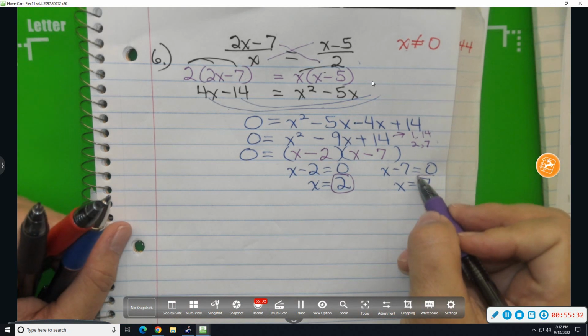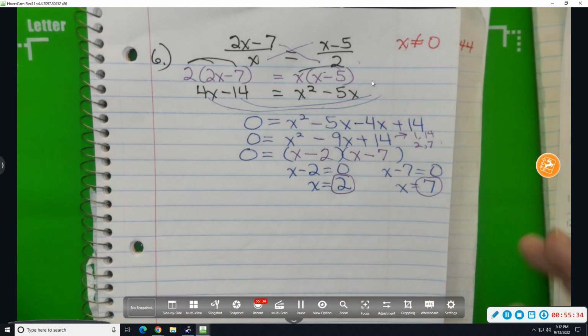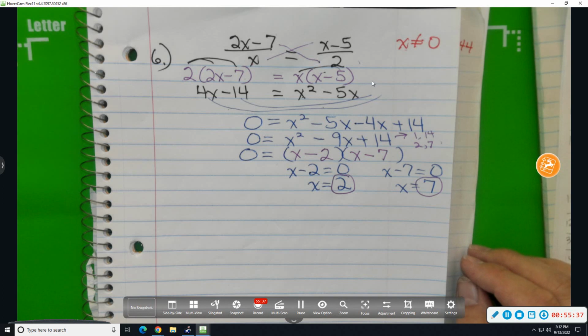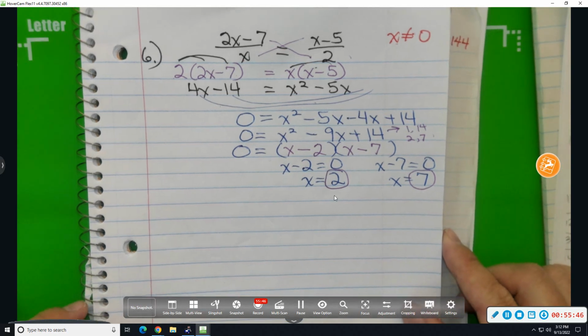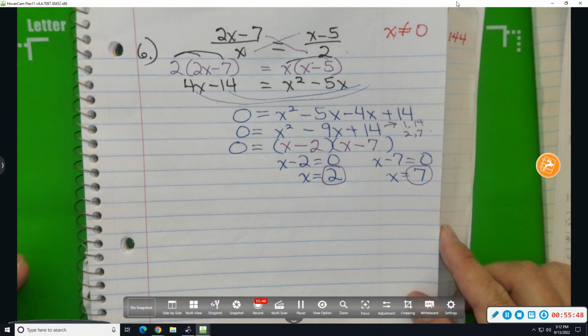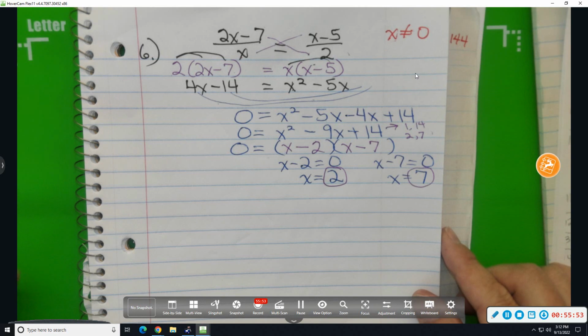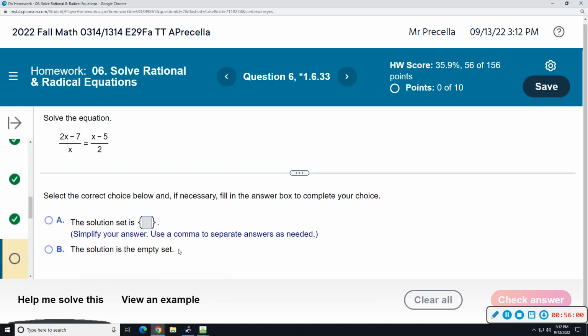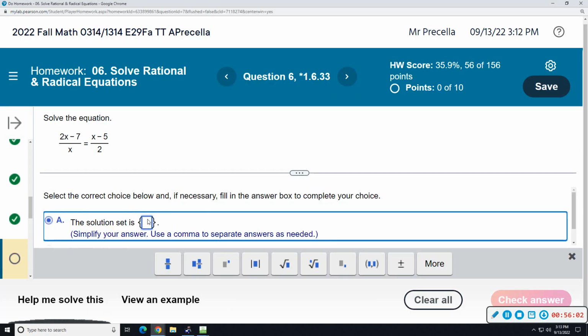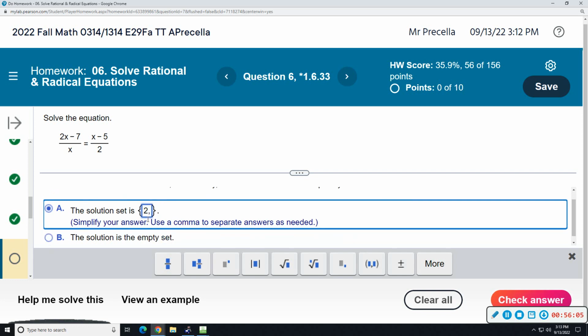But again, our goal is to try to show our thought process. If not show, communicate our thought process. Well, you're showing it by writing it down there. Any questions on that? We didn't get a 0 as the answer, so it's not going to be empty set or no solution. We're just punching 2 and 7. 2, comma, 7.